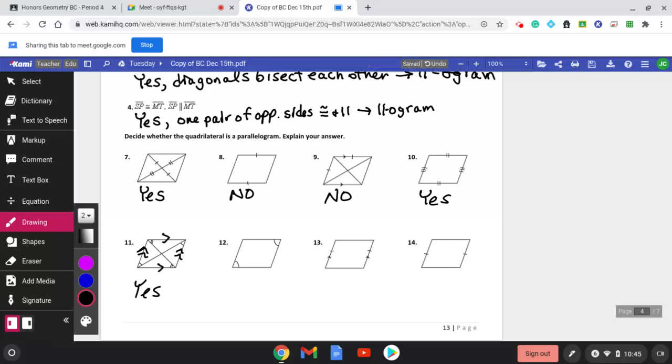19. Here we go. Sean, enough info? No. Remind you guys again, it's got to be both pairs. One pair doesn't cut it. It's got to be both pairs to create a parallelogram. How about this next one, number 13?